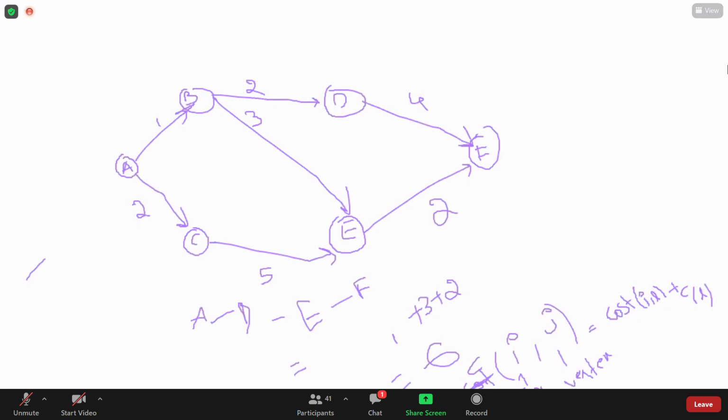So cost of i comma j means here, assume i is equal to stage 1, j is equal to A. So cost of 1 comma A is equal to cost of j comma L. j comma L means, j is nothing but A. So cost of A comma B plus C of L. C of L is nothing but this distance. Already we have calculated D to E and B to D also. That distance will come here. This is the formula. So C of i j is equal to cost of i comma L plus C of L.